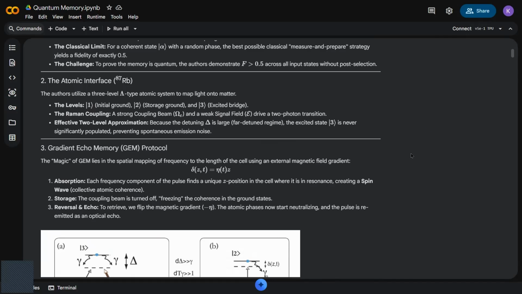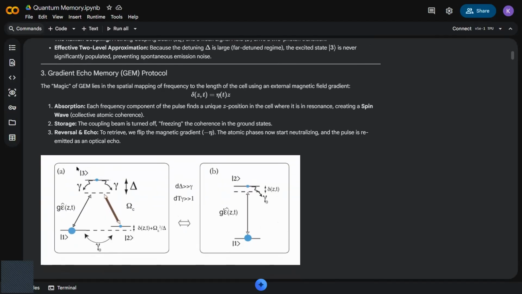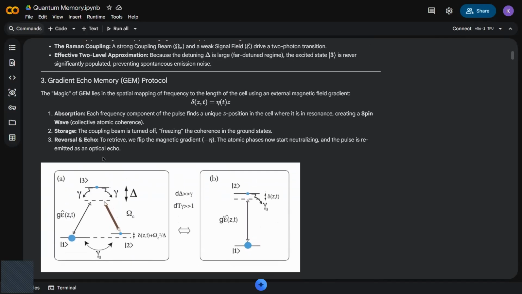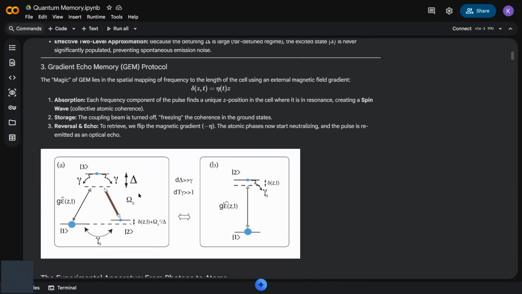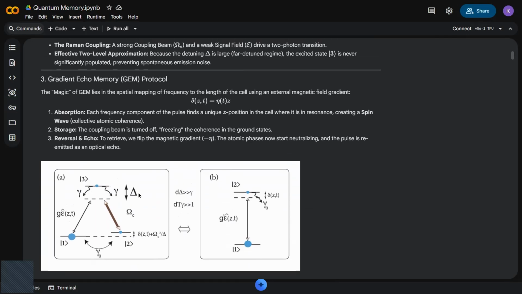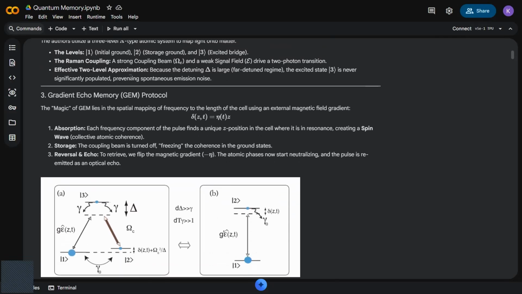I'll explain the GEM protocol next, but before that, a lambda type atomic system essentially means there are three states, which we can see in the figure here. In figure A, state 1 is the ground state, and state 2 is the other state which will be included in the operation of our memory. And the third state is an excited state which acts as a bridge. But if it is largely detuned, then we won't have any noise source from it due to spontaneous emission. Now, this is called the effective two-level approximation, as we have written here.